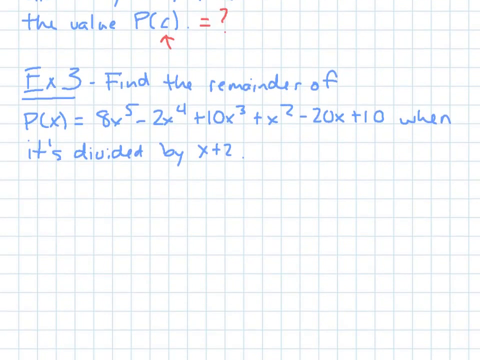So here I have the polynomial function of 8x to the 5th minus 2x to the 4th plus 10x cubed plus x squared minus 20x plus 10. And I want to be able to divide it by x plus 2 and see what the remainder is. So then I get -2. And then use all my coefficients. It looks like I have each one from the 5th all the way down.